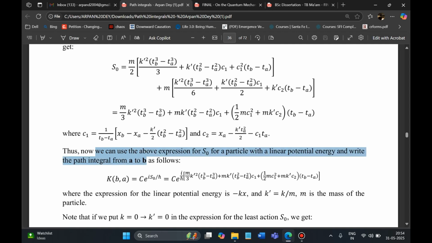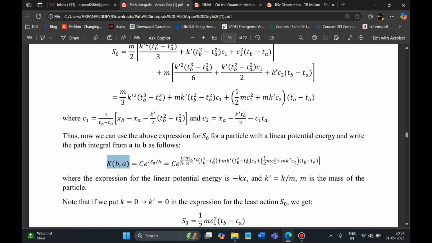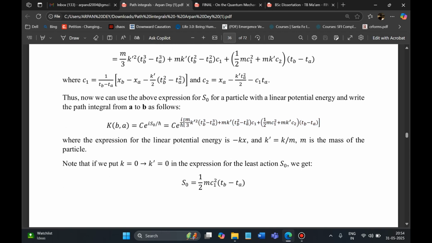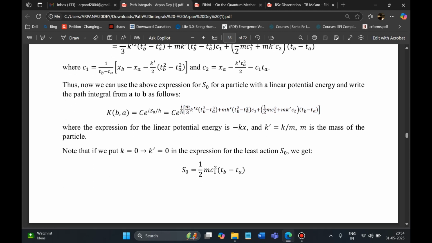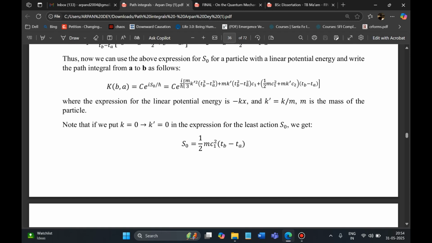So now we can use the above expression for S naught for a particle with a linear potential energy and write the path integral from A to B. Now we can write the path integral K(B, A). In this method, under our assumptions, we wrote the kernel as some constant C into e to the i S naught over h bar. And now we also have an expression for S naught. So we just put this expression here in place of S naught. And this is the expression for my kernel for a linear potential energy. It's very complicated, I know.